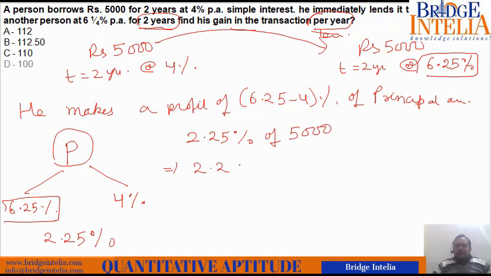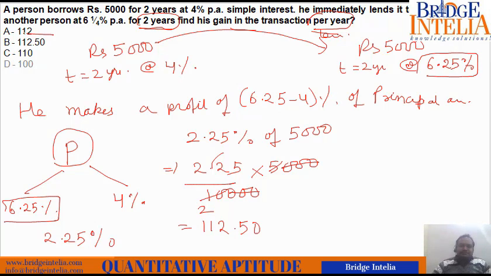So 2.25 divided by 100 into this much. If you want to remove this decimal, you will have to add 2 more zeros. So 3 zeros cancel. So 225 by 2, 112.50. Let's move to the next one.